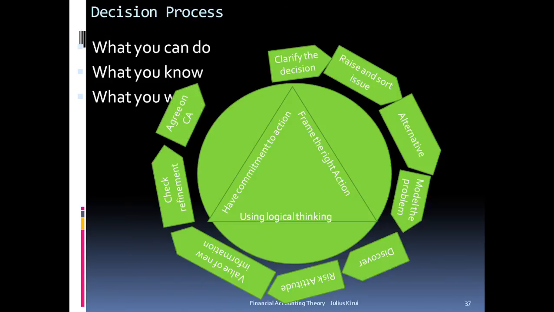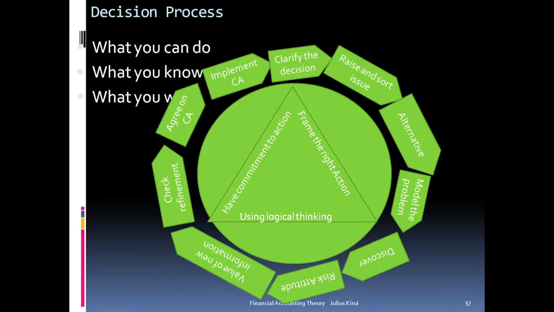After checking the refinement, agree on course of action. So which is the best course of action? You must agree. East or west? Home is best. You must agree which way to go. Once you've agreed on the course of action, then implement the course of action. Choose the best alternative.